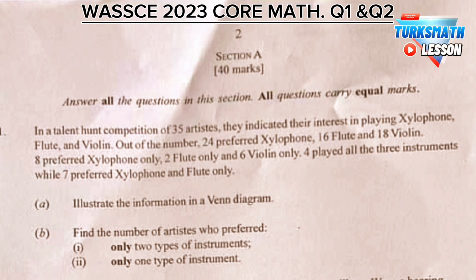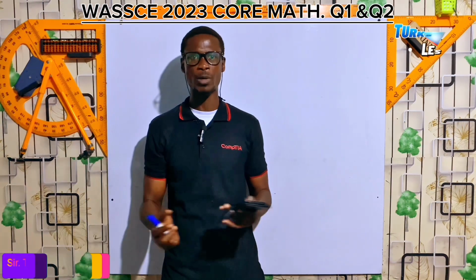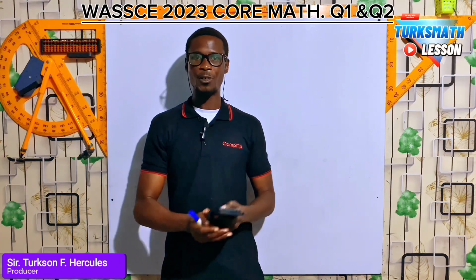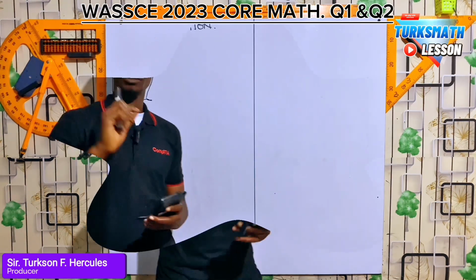A. Illustrate the information in a Venn diagram. B. Find the number of artists who prefer Roman number 1, only 2 types of instruments, Roman number 2, only 1 type of instrument. So this question is a direct question. It has been solved for you, so you don't need to stress yourself. So let's look at what we need to solve.